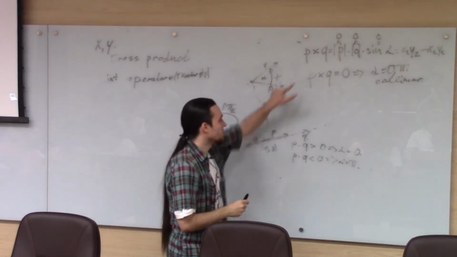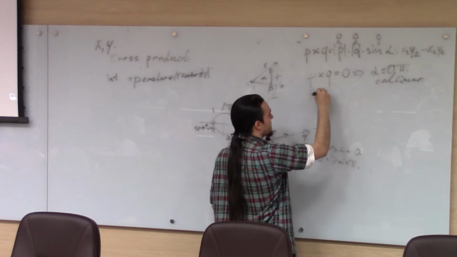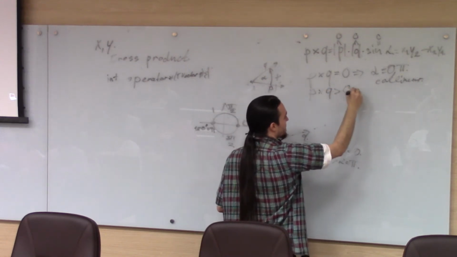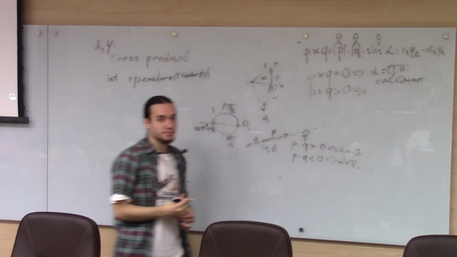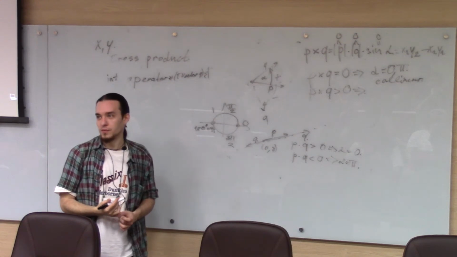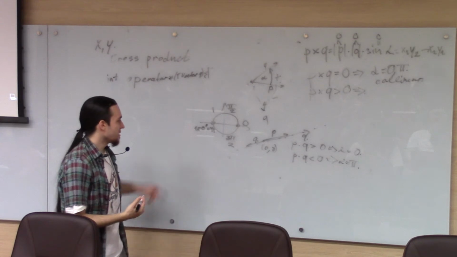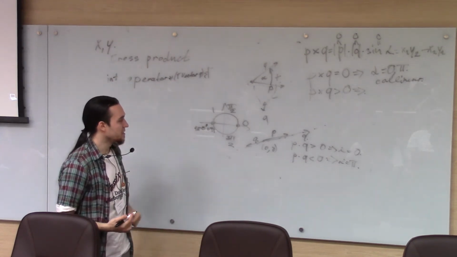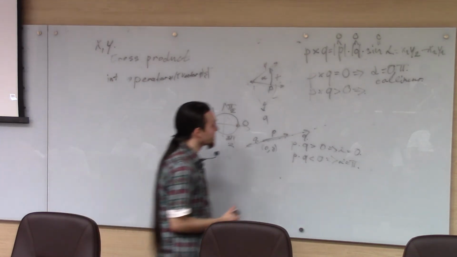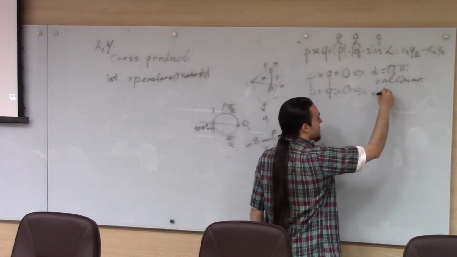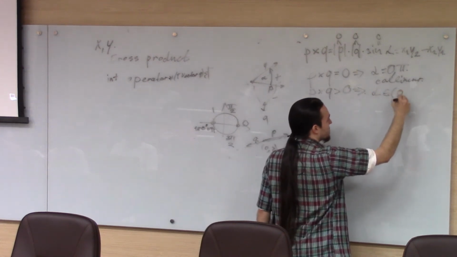Okay, so here what happens is if the cross product is positive, what do we say about that? How can we describe the case? Basically, in this circle, we are located above the horizontal axis. So I will write that alpha belongs to the interval from 0 to pi.